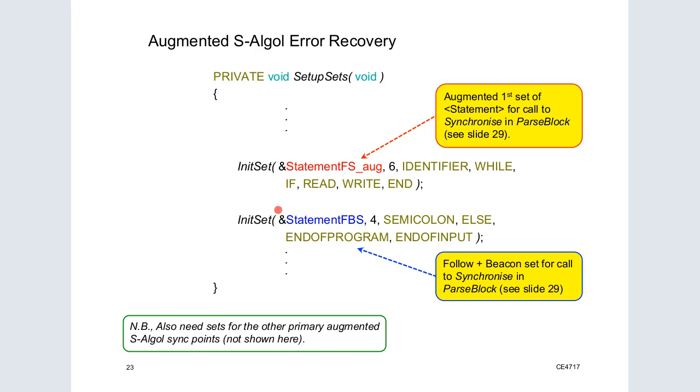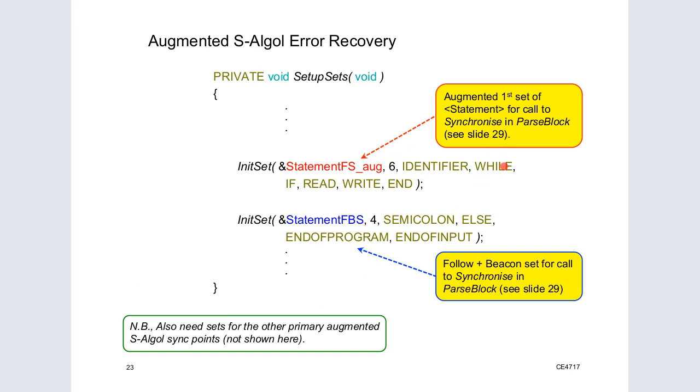And again, you take as an argument to init set a pointer to the set you are trying to initialize, which is in statement FBS, a global set object that you have declared earlier, okay? And this call, setup sets, is called from main, and before the parser starts off, you initialize all these sets. And there are 4 of these, so the second argument to init set in this call is 4 for these 1, 2, 3, 4 different token codes.